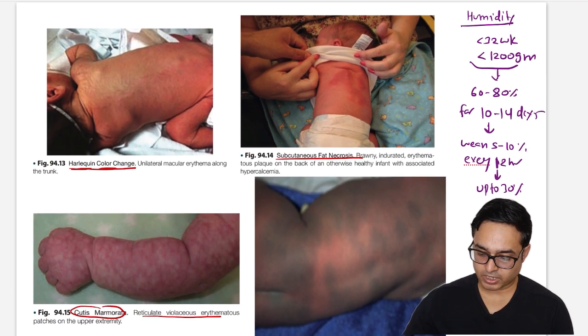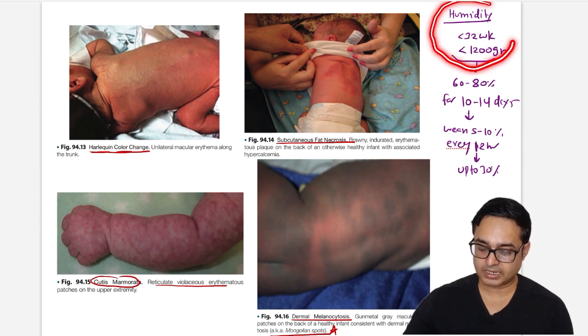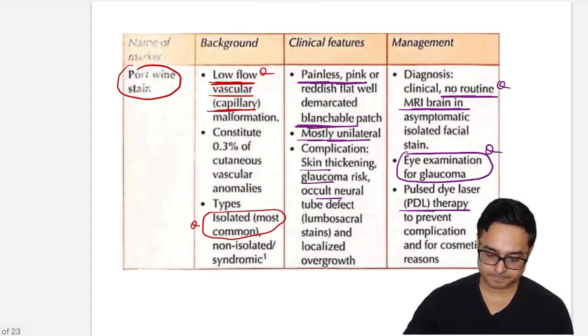One more extra point: humidity in NICUs is required to maintain skin integrity in neonates born at less than 32 weeks or with birth weight less than 1200 grams. Generally, we start humidity at 60 to 80%. We keep them at that for 10 to 14 days, by which time the skin matures, and then wean the humidity by 5 to 10% every 12 hours up to 30%.